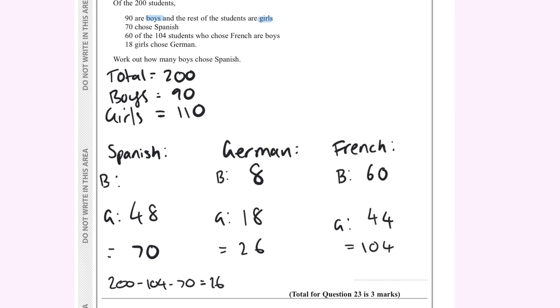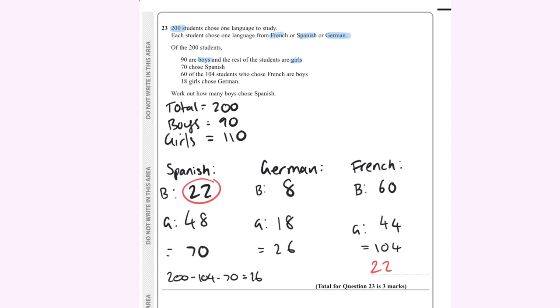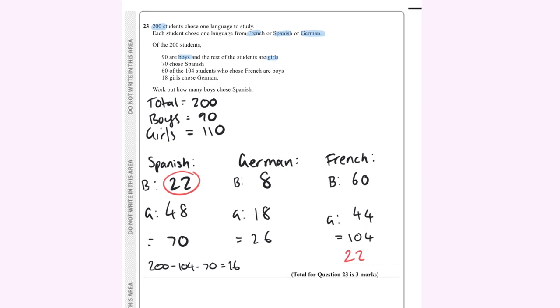Okay, and then we can either get this gap by doing 70 take away 48, which is 22. But we can check that it's right by also doing 90 take away 60 take away 8. And we get 22. So 22 is our answer, because that's what the question actually asked. Remember, how many boys do Spanish? 22 it is. And if I'm honest, I actually think it's a bit harsh. It's only worth 3 marks. It's quite a lot of work we just put in for 3 marks. But, oh well, moving on.